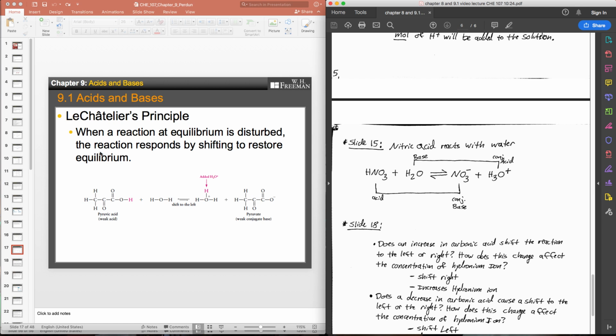So the last thing here, Le Chatelier's principle: if we add hydrogen ions, right, so we add H3O, then it will push this reaction to the left, okay? So it'll push it to the left, therefore producing more pyruvic acid. If we were to add more water, it's going to push this reaction to the right to produce more pyruvate, the weak conjugate base, and produce more of this hydronium ion. So it's basically using what you already know about Le Chatelier's principle and just applying it to acids and bases.